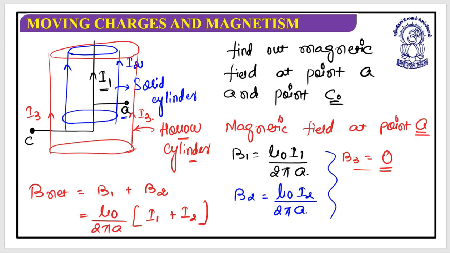Great. Now on the next question, you need to find out the magnetic field at point C. How will you do it? If you understand it carefully, for I1 this is at distance C. For I2, this is the outside. For I3, this is the outside. And always you are going to calculate the distance from the axial point.